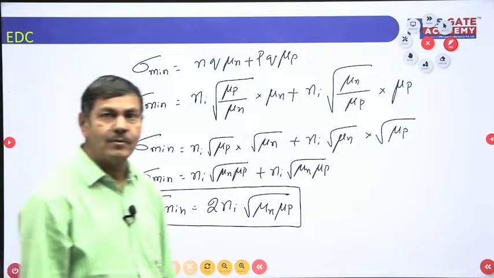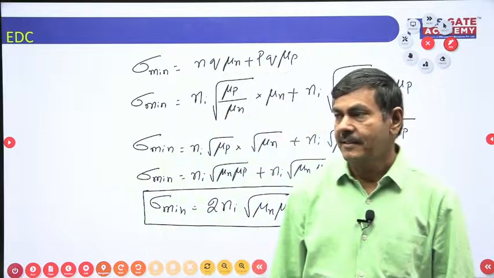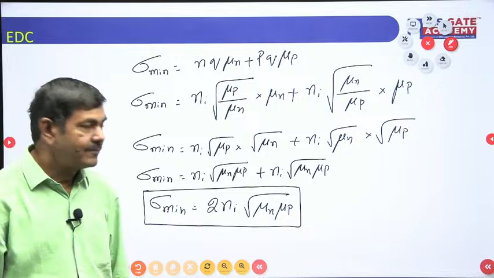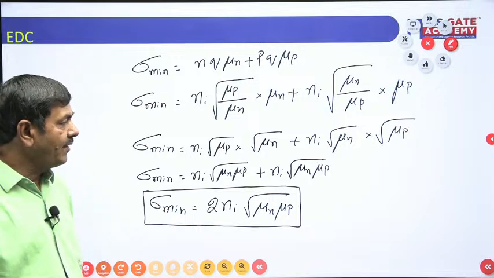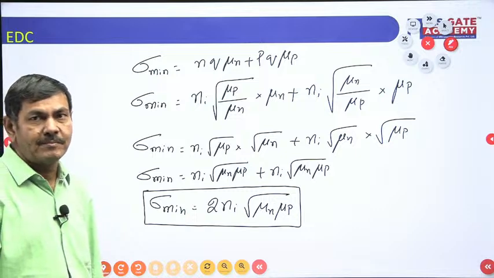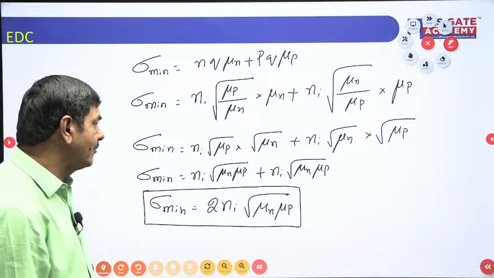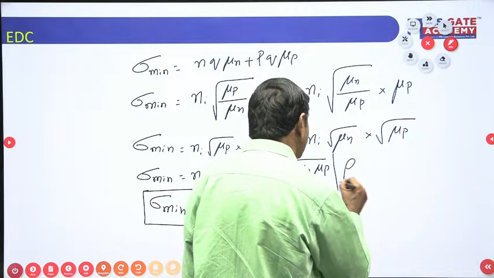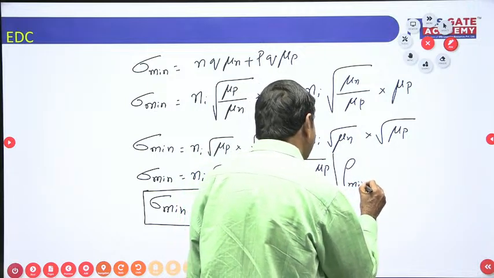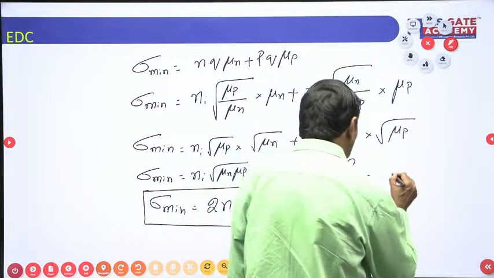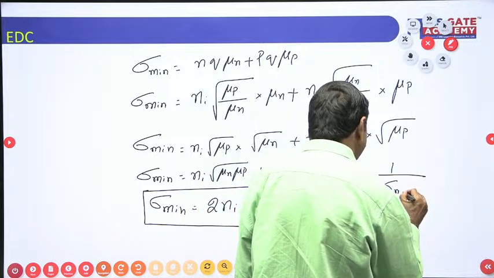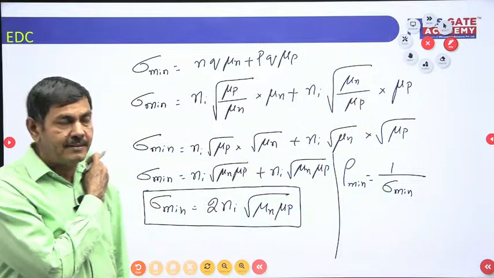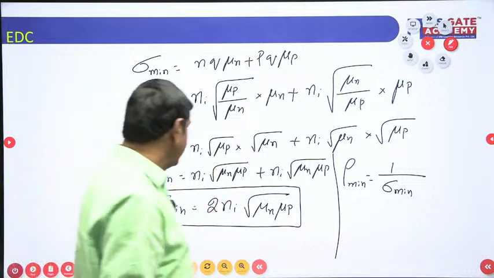I hope you followed. Any doubts, anybody? Any students having any doubt regarding this? Suppose you are asked to find out the resistivity at the minimum condition. What way we can use? If you wish to find out rho at the minimum conductivity, rho is nothing but the reciprocal of conductivity only. Rho is the reciprocal of conductivity, you know very well. And that we can get directly.